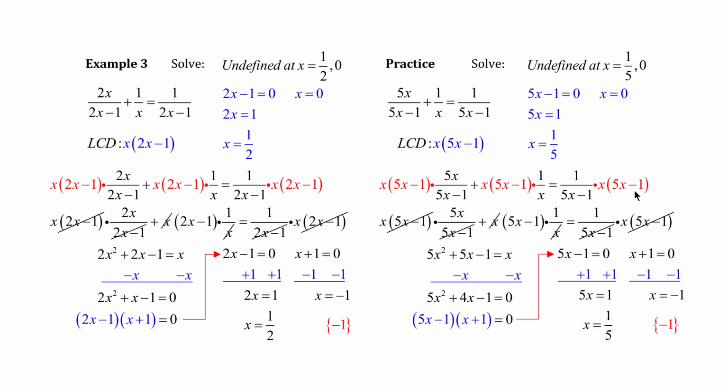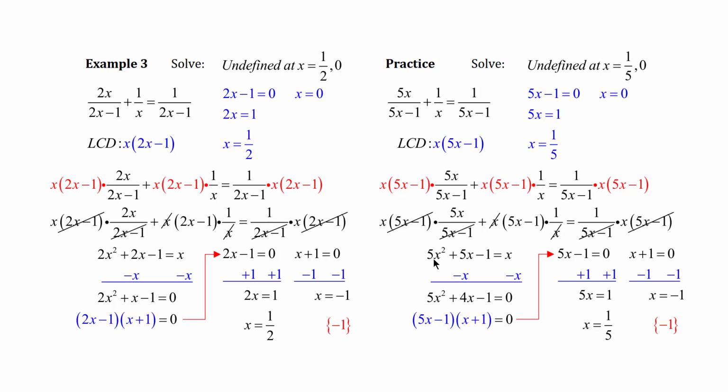From here we simplify. For the first term we cancel out the 5x minus 1's and we get x times 5x, which is 5x squared. For the middle term we cancel out the x's. We have 5x minus 1 times 1, which is just 5x minus 1. For the last term we cancel out the 5x minus 1's and we have 1 times x, which is just x.